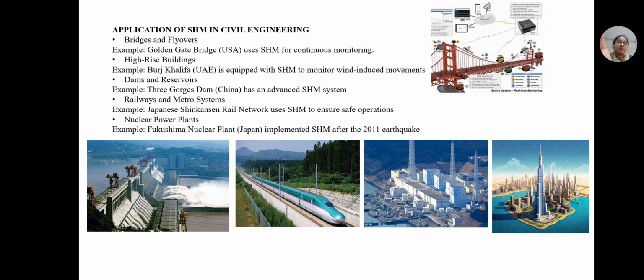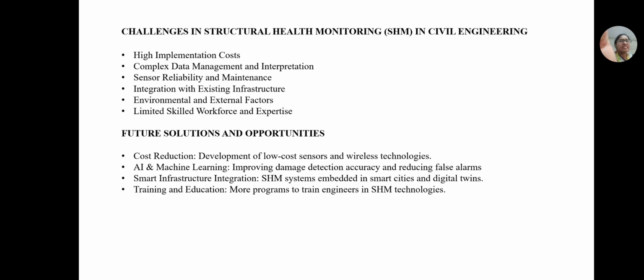In railway tracks also, structural health monitoring is used. Sensors are installed in railway tracks to track the alignment of the tracks. In nuclear power plants, more sensors are installed to monitor the impact of radiation, and they also help to identify the condition of the cooling towers and radiators. Fukushima nuclear power plant implemented structural health monitoring after the 2011 earthquake.